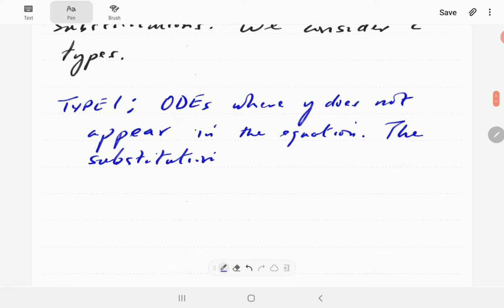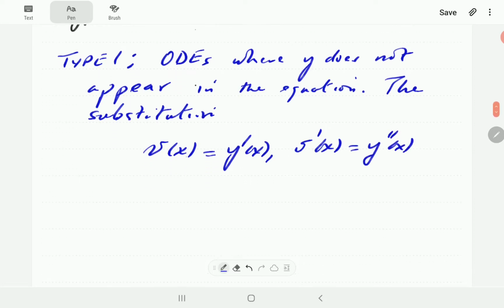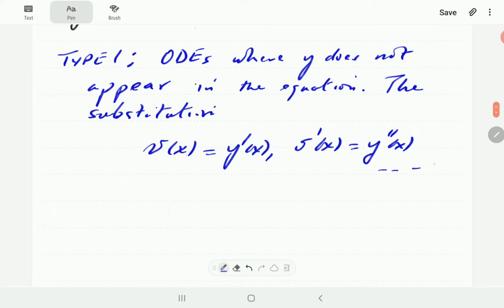we let a new variable v be equal to the derivative of y. Then v prime is going to be our second order derivative of y. So this substitution reduces these ODEs to first order.